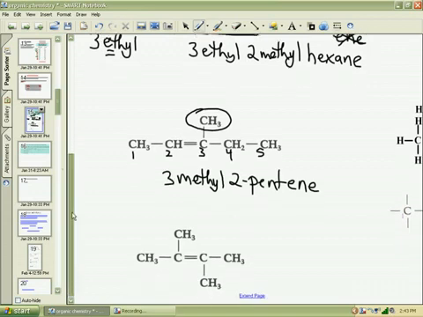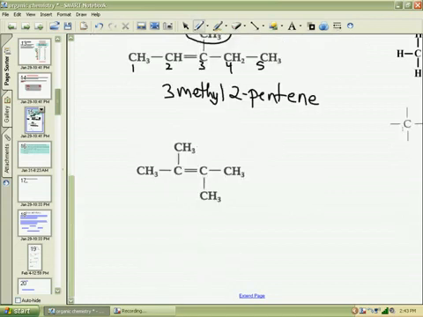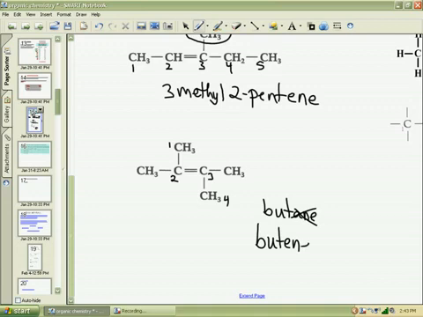Now we count our chain, and it doesn't really matter how we count this one. I'll count it this way just to vary it up. 1, 2, 3, 4. So I have a 4-carbon chain: methyl, ethyl, propyl, butyl. So we're dealing with a butane. But wait a second, it's not a butane. It has a double bond, so it's a butene. Okay, now the double bond isn't on the first carbon, it's on the second. So it's a 2-butene.